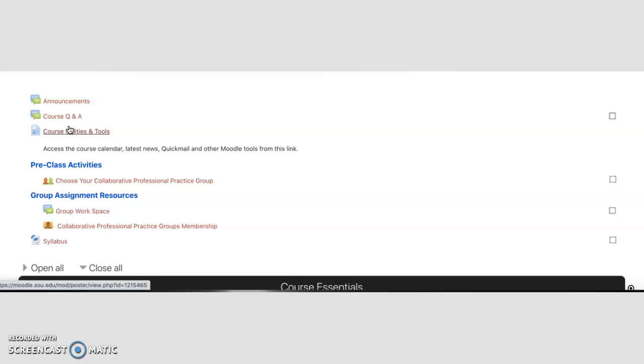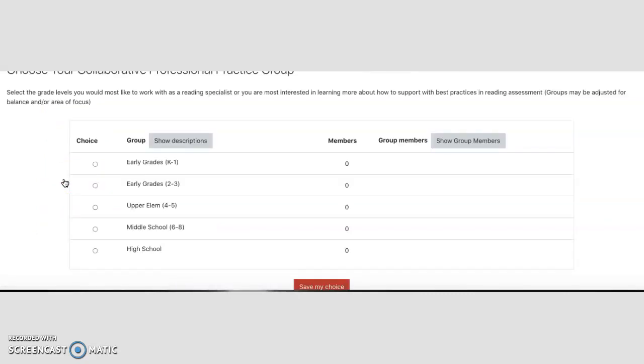Next, you'll notice a pre-class activity. You'll want to click on this and select which age group you'd like to focus on in these 7 weeks. Again, this is only 7 weeks. It's not a lifetime commitment, but allows you to really think about, if there's one particular age group that you would like to help gather some best practices, a better understanding, especially if you're a reading specialist or if you're working in that age group, this is where you'll have a chance to focus in for those particular type of assignments.